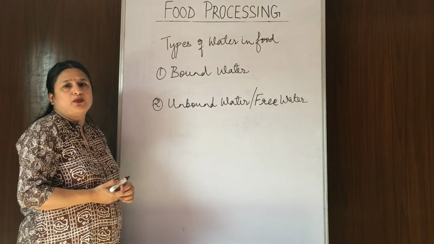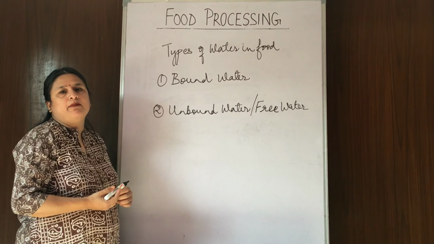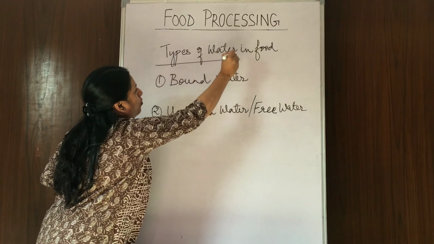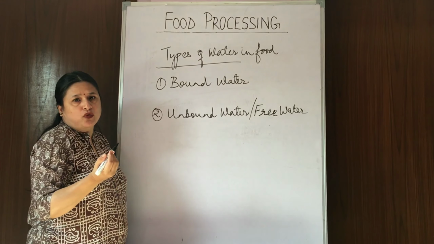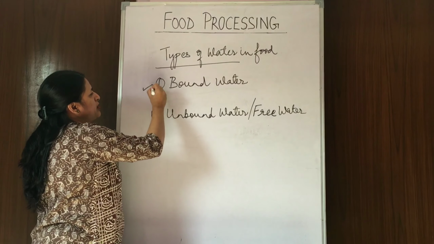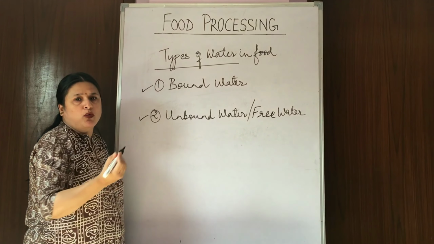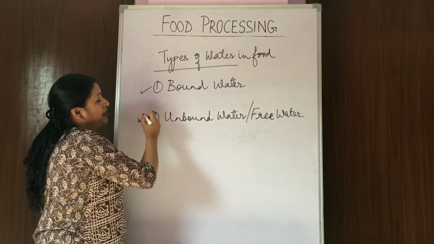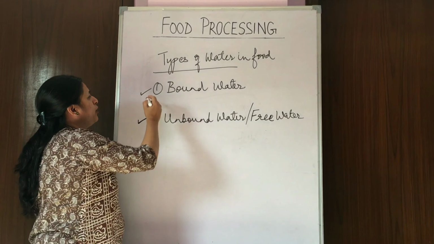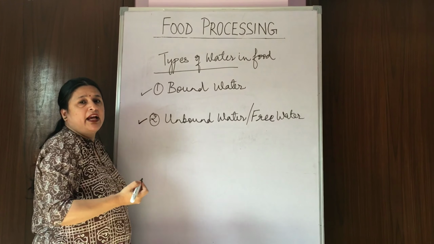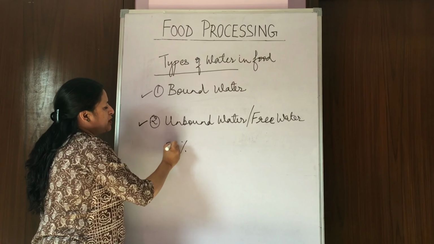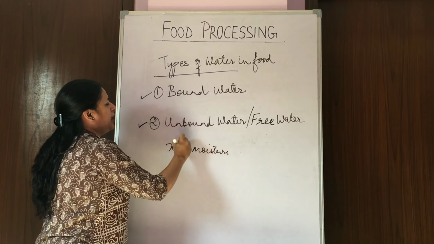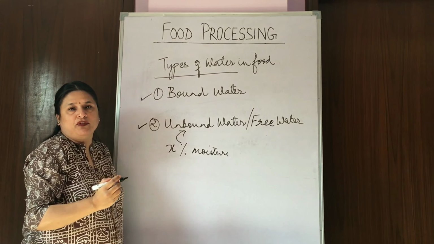Before we start with the class of food drying and the principles and mechanisms of food drying, let us understand the various types of water in food. The water in food is found in two forms. One is bound water and the second is unbound water. When we talk about drying, it is the unbound water which is available for drying, not the bound water. So when we say X percentage of moisture in food, that moisture is actually the unbound water content of the food.